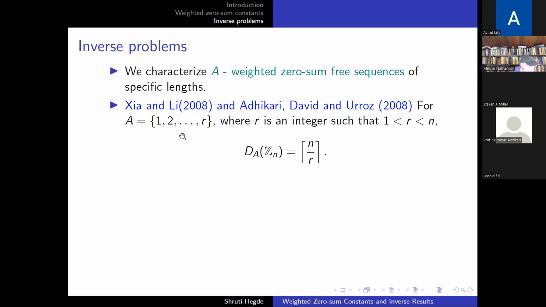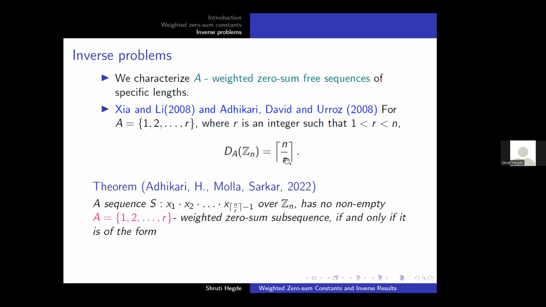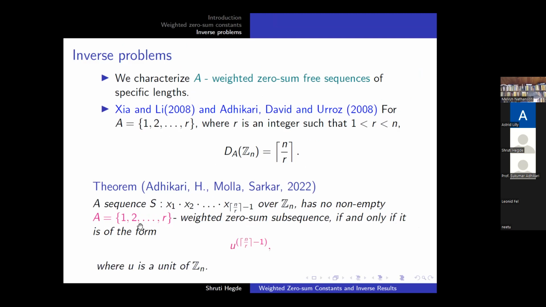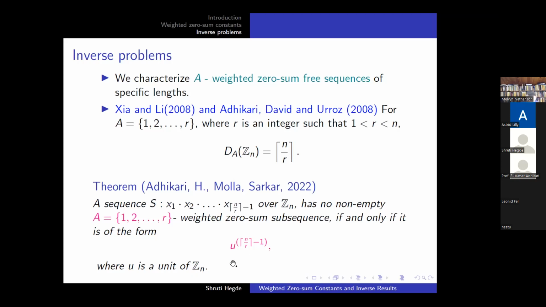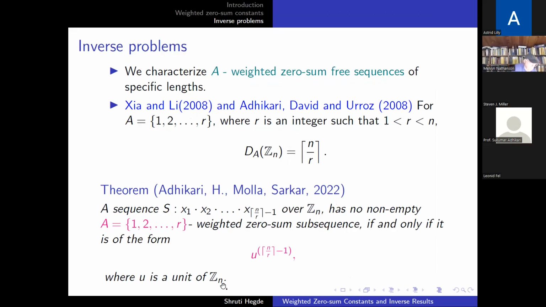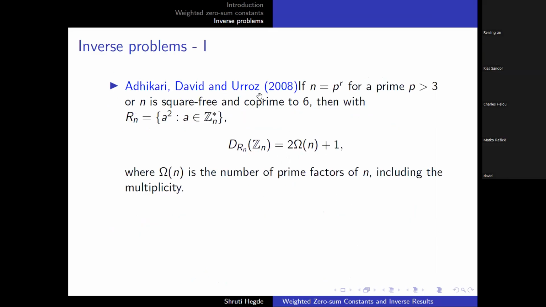So first we consider the weight set {1, 2, up to R}, and with this weight set D_A(Z_n) will be ceiling n by R. So the extremal sequence for this will be like this. Any sequence of length ceiling n by R minus 1, that is 1 less than this, over Z_n has no non-empty A-weighted zero-sum subsequence, where A is the set {1, 2, up to R}, if and only if it is of the form (ceiling n by R minus 1) times u, where u is a unit of Z_n. That is, every element is the same and that element is a unit of Z_n.